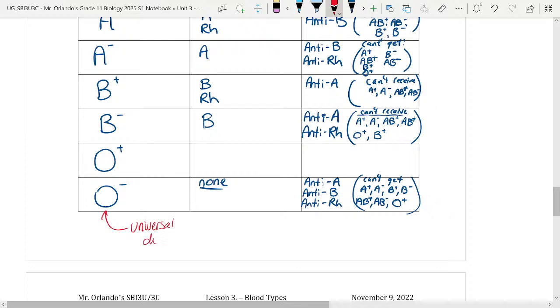If somebody comes in from an accident and they don't have time to plan or be sure what their blood type is, what blood type do they give somebody? O negative. Does that make sense?